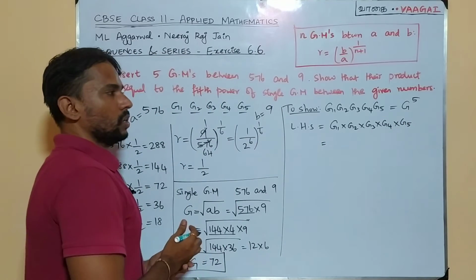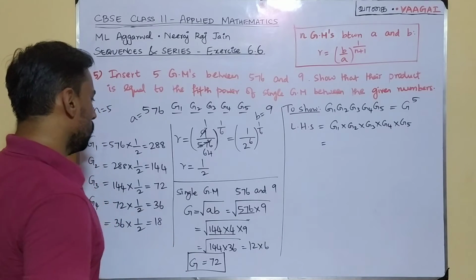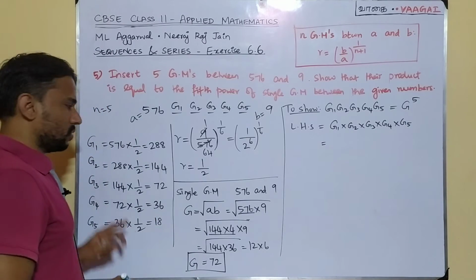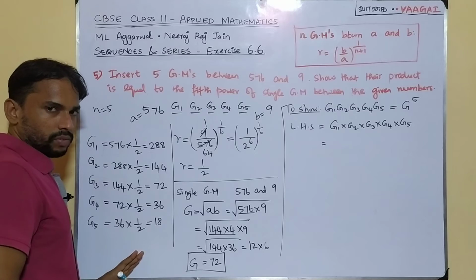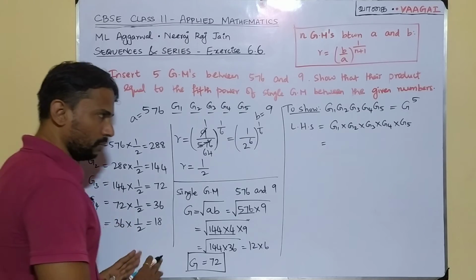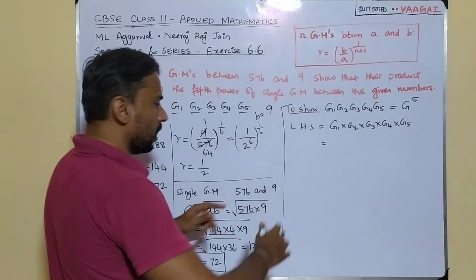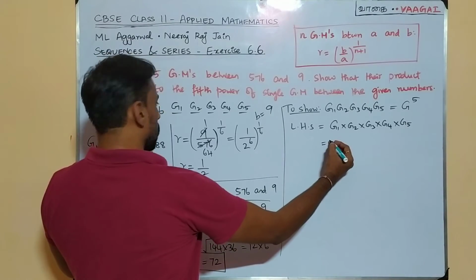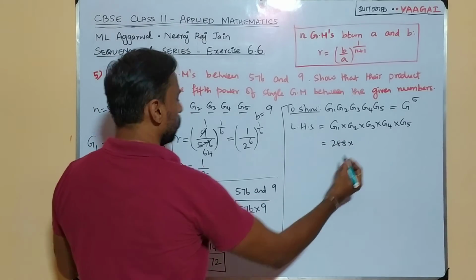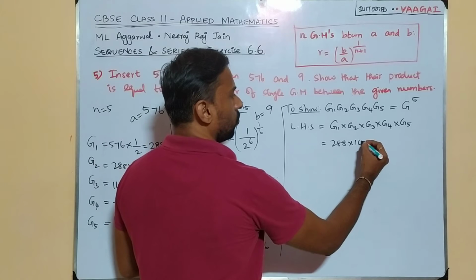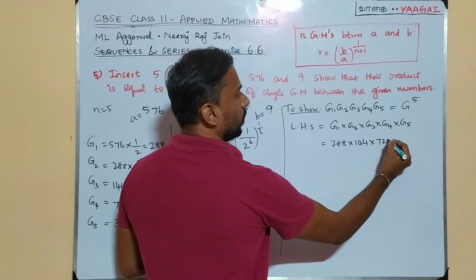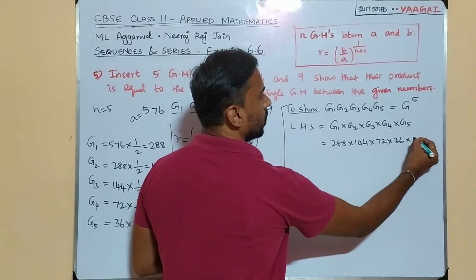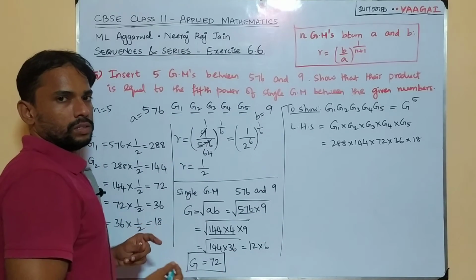So this is equal to, now let's just copy down the values, because we know each of these values is available here itself. G1, G2, G3, G4, G5, everything is available. Just substitute those values there. 288 into 144 into 72 into 36 into 18. Shall I do it like this?